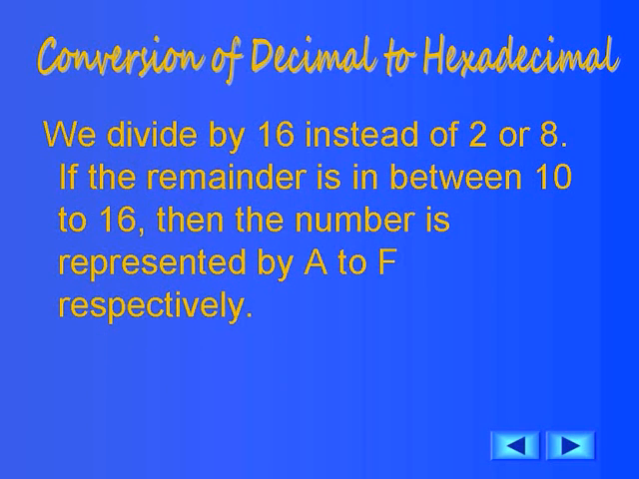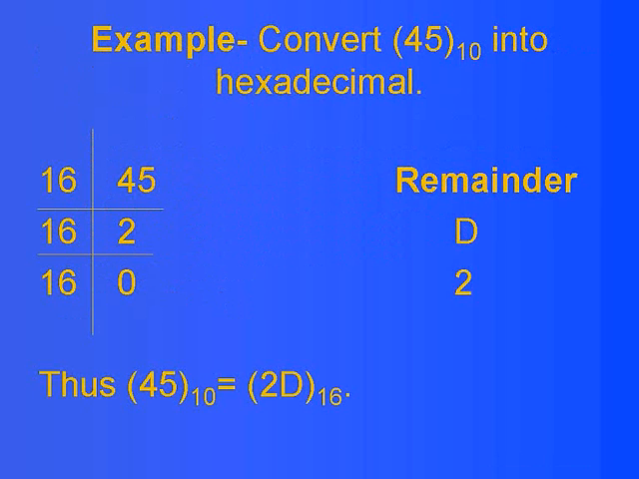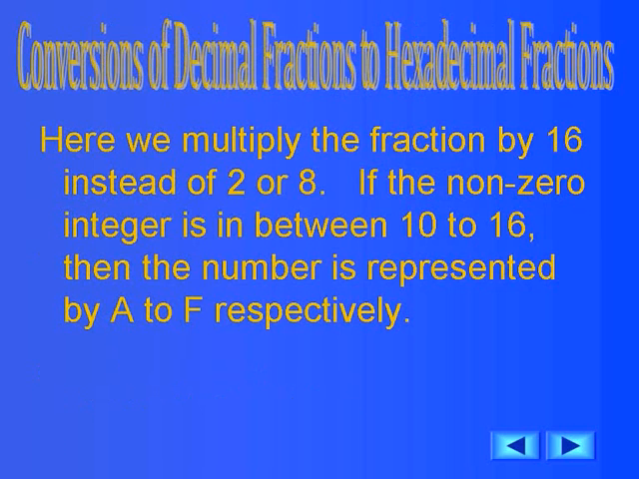Conversion of decimal to hexadecimal. We divide by 16 instead of 2 or 8. If the remainder is between 10 and 15, then the number is represented by A to F respectively. So convert 45 into hexadecimal. Divide 45 by 16, we get 2 as the quotient and 13 as the remainder. 13 is equivalent to D. We divide 2 by 16, we get 0 as the quotient and 2 as the remainder. So the number is 2D in hexadecimal.